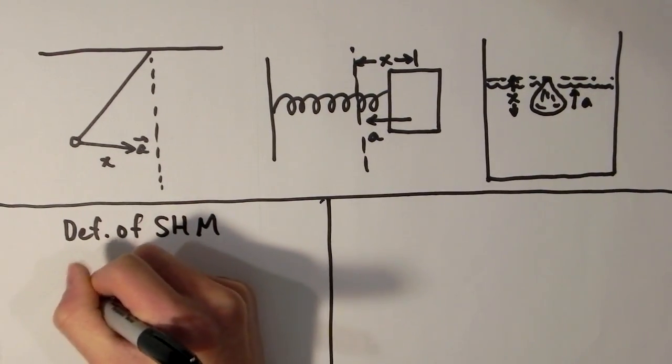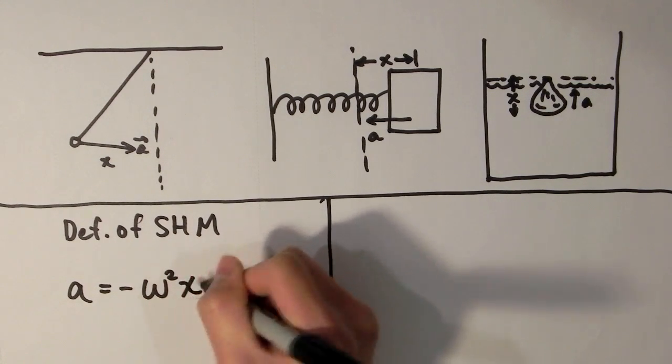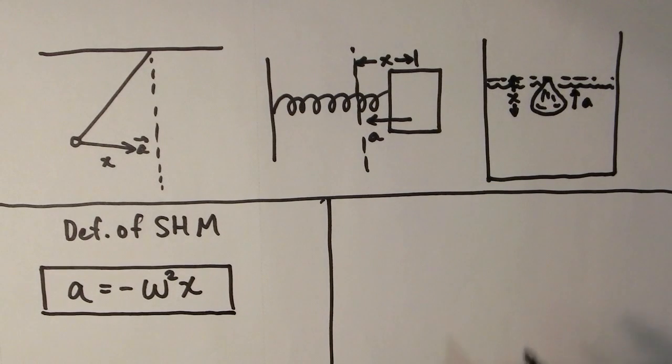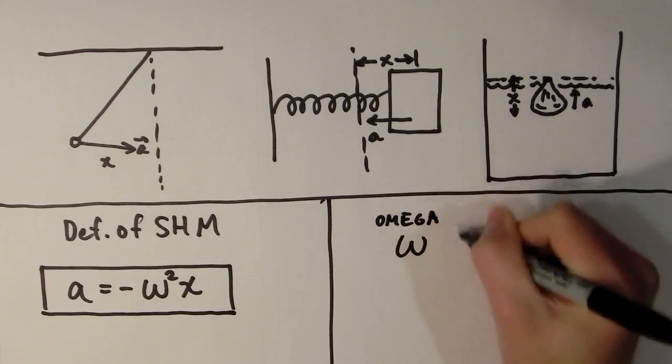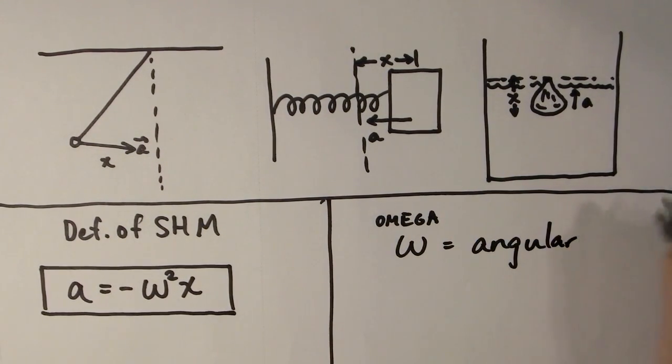upthrust and gravity. So the special thing about simple harmonic motion is that it follows this definition where acceleration is proportional to displacement in the negative direction because there's a restorative force, and it's proportional by the square of this quantity called angular frequency, which is represented by omega.